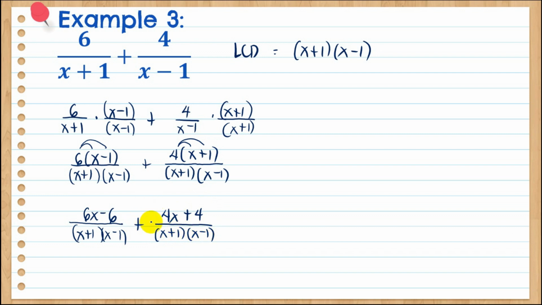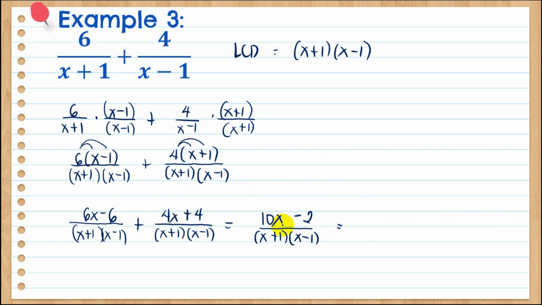Then again, addition yung ating operation, walang maapektuhan na sign. So, pwede na tayong mag-add ng like terms. 6x and 4x, that will be 10x. And then negative 6 plus positive 4, that is negative 2. All over our common denominator, x plus 1 times x minus 1.